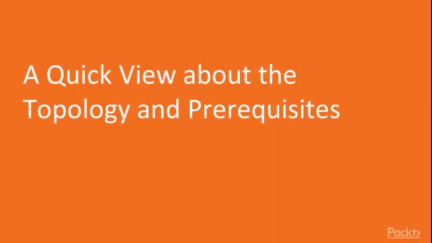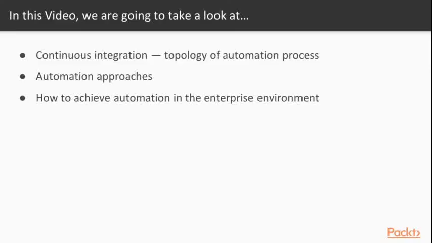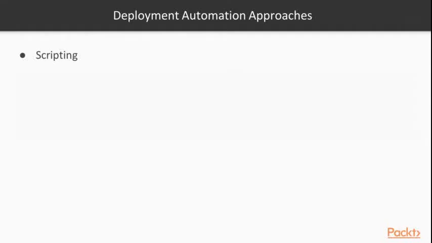In this video there will be a quick overview about the topology and prerequisites of the automation and continuous deployment. So we'll see what continuous integration is, and the topology of the automation process. We'll see automation approaches that are in enterprise architectures, and we'll see how to achieve automation in the enterprise environment. So we will be looking at a couple of automation approaches, and the first one is scripting.